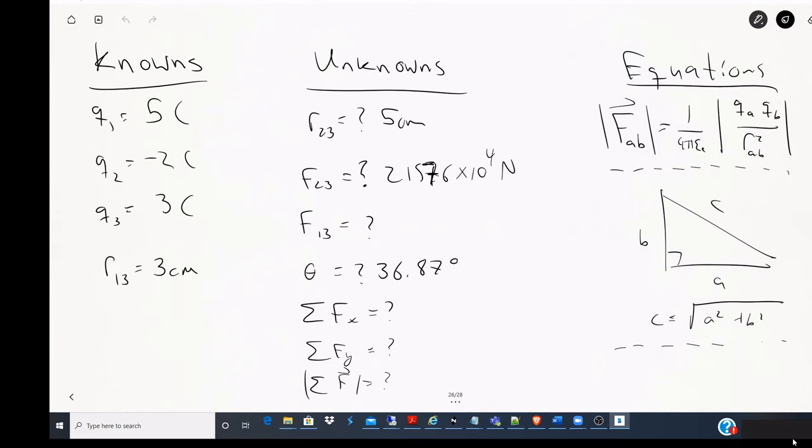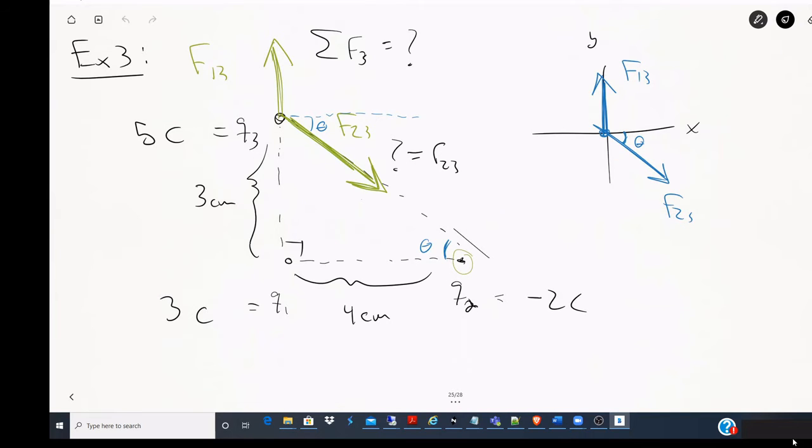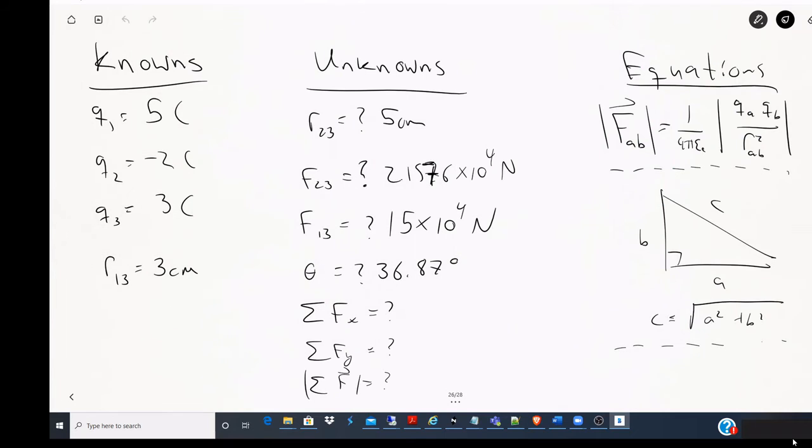And I can get away with that rounding because I only have one significant digit on my charges anyway. All right. Now it is time to compute the net force. So if you recall, this is our free body diagram for charge 3. And I can use that to compute the net force and to go ahead and insert numbers in for the forces that I found.